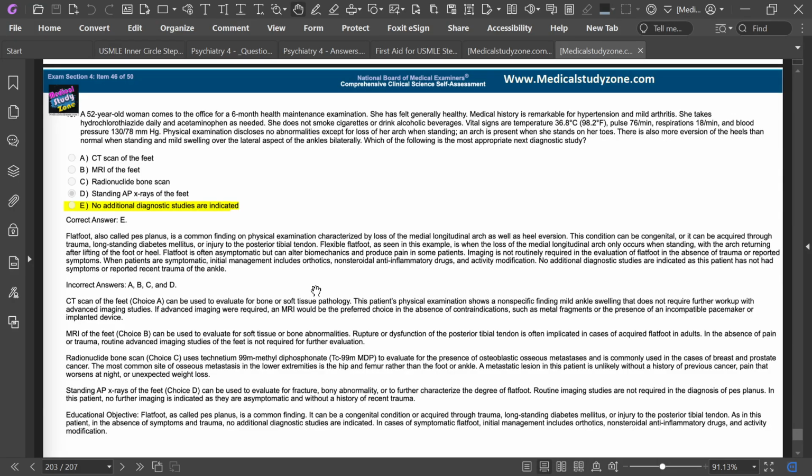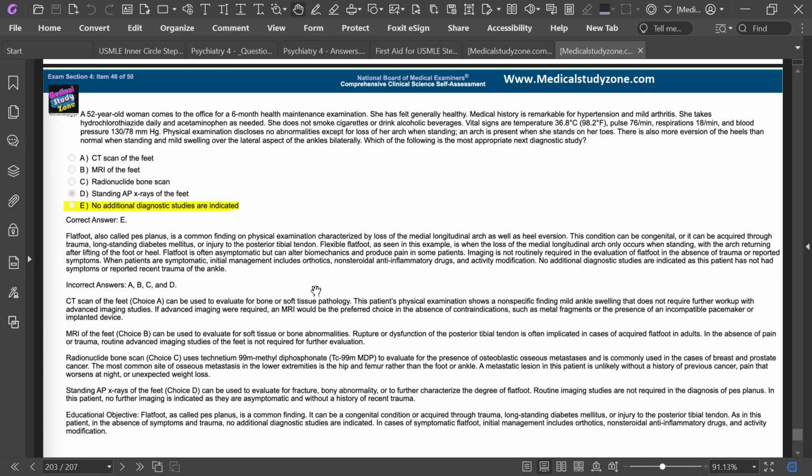Imaging is not routinely required in the evaluation of flat foot in the absence of trauma or reported symptoms. When patients are asymptomatic, initial management includes orthotics, NSAIDs, and activity modification. No additional diagnostic test is indicated, as seen in this patient, who has no symptoms or reported recent trauma of the ankle.